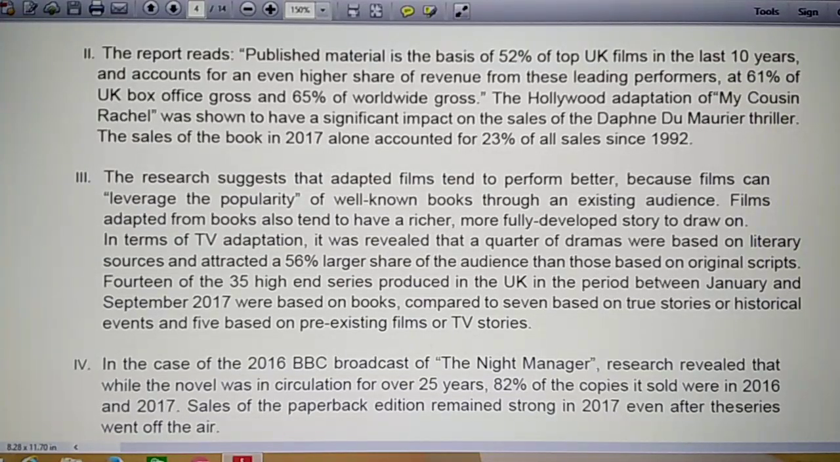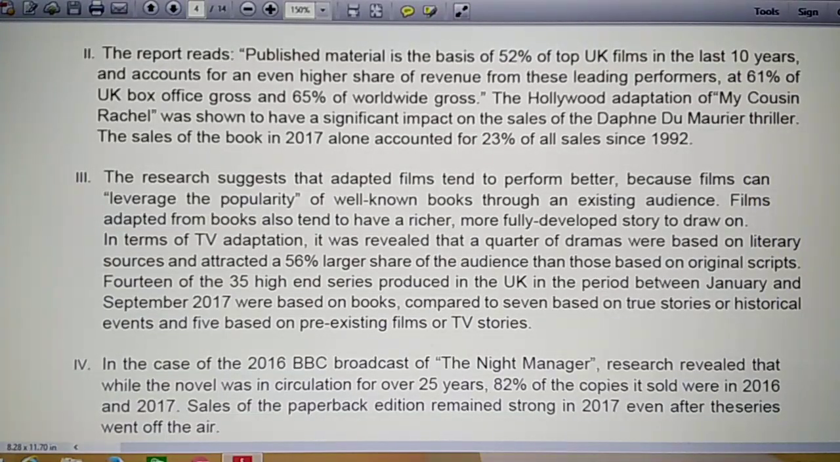The Hollywood adaptation of My Cousin Rachel was shown to have a significant impact on the sales of the Daphne du Maurier thriller. The sales of the book in 2017 alone accounted for 23% of all sales since 1992. The research suggests that adapted films tend to perform better because films can leverage the popularity of well-known books through an existing audience. Films adapted from books also tend to have a richer, more fully developed story to draw on. In terms of TV adaptation, it was revealed that a quarter of dramas were based on literary sources and attracted a 56% larger share of the audience than those based on original scripts.